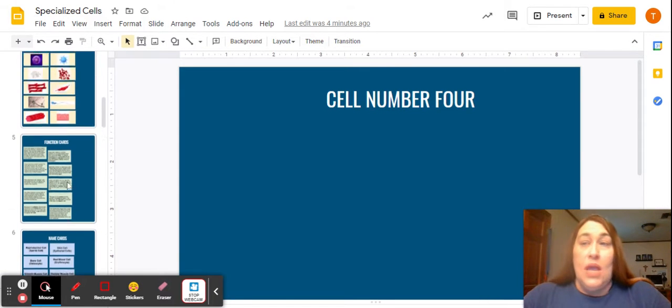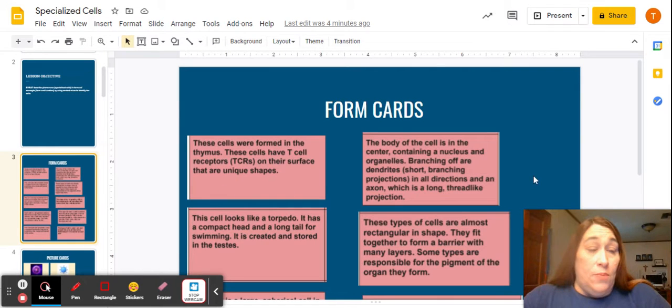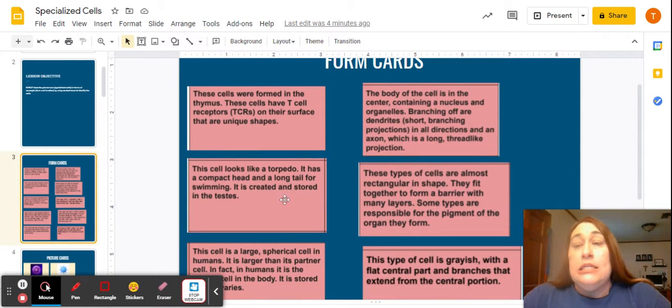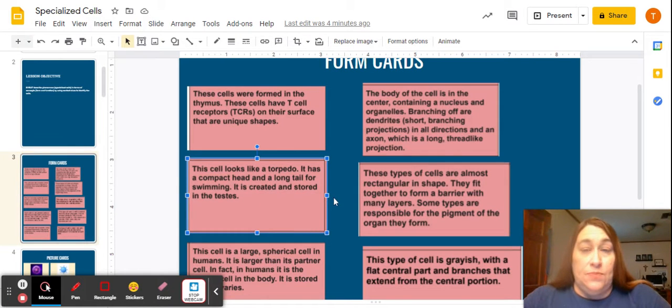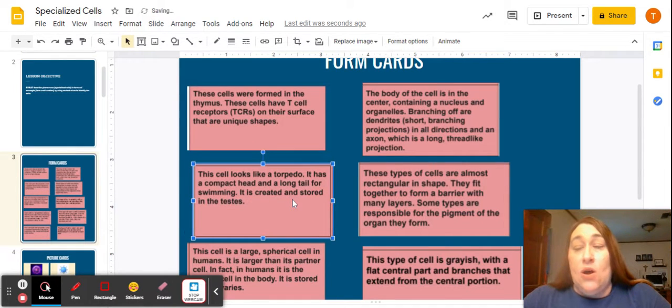So where to begin? I think we should start with a form card. That's why I put that slide first. And you can pick any form card that you like and read that card to begin. I'm going to model one cell for you. I'm going to start with this one. This cell looks like a torpedo. It has a compact head and a long tail for swimming. It is created and stored in the testes. Now you can drag and drop these cards around.